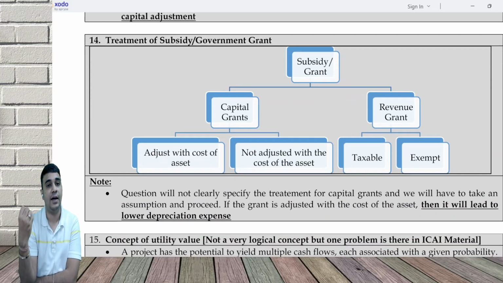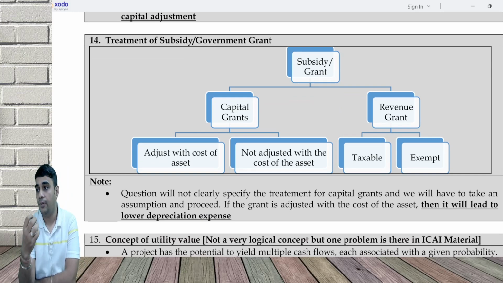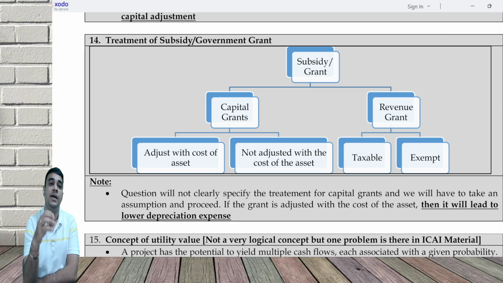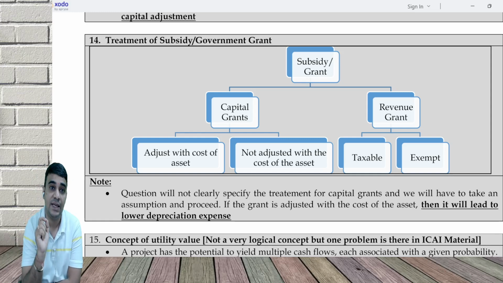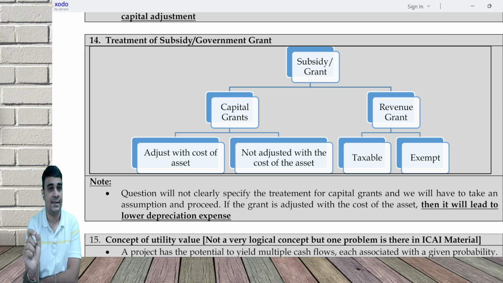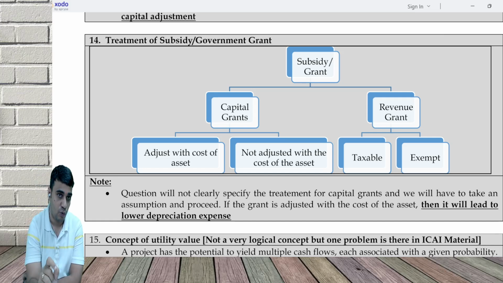If the government gives you a subsidy or a grant, there are two types of subsidy: capital subsidy and revenue subsidy. Revenue subsidy is considered in in-between cash flow, either before PBT or after PAT, depending on whether that subsidy is taxable or exempt. Capital subsidy is considered in step 1, initial outflow.